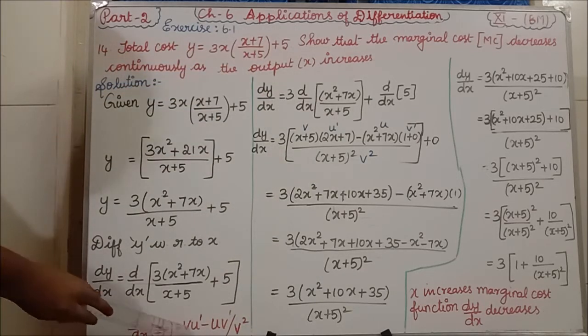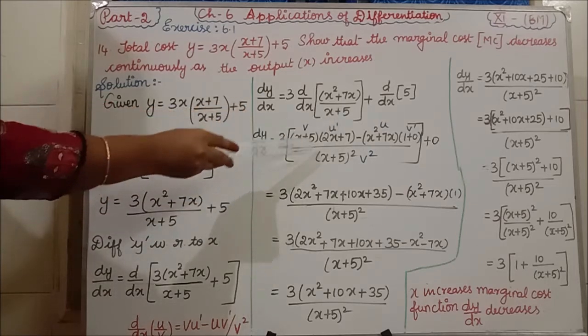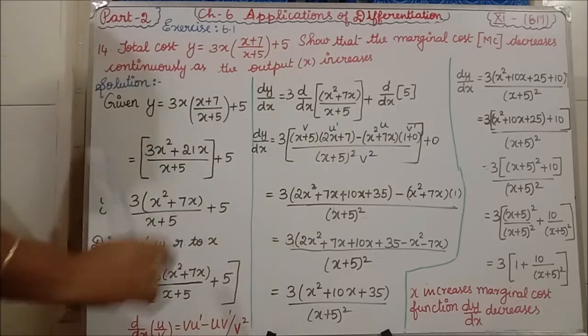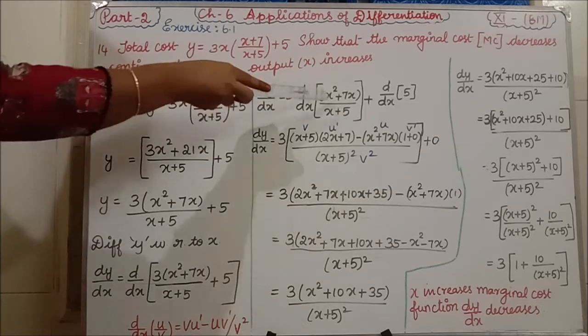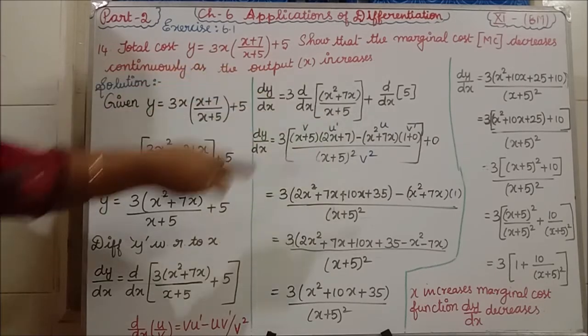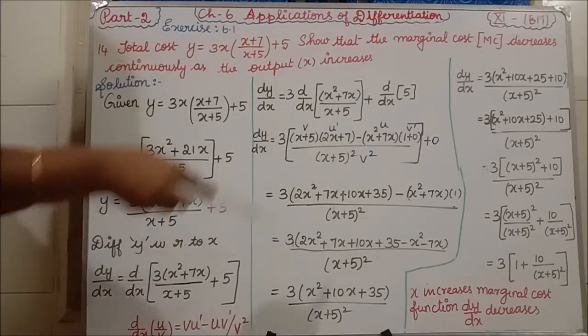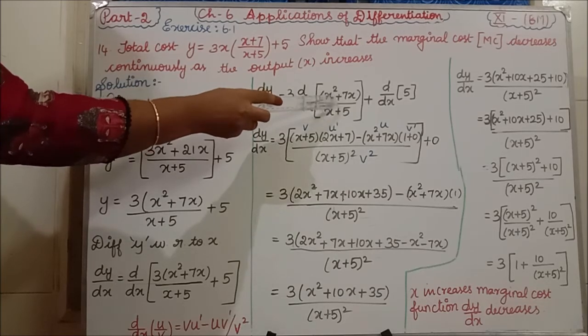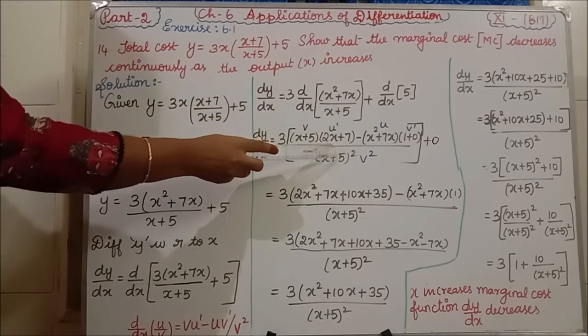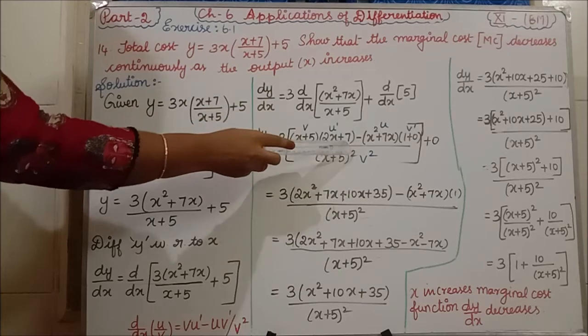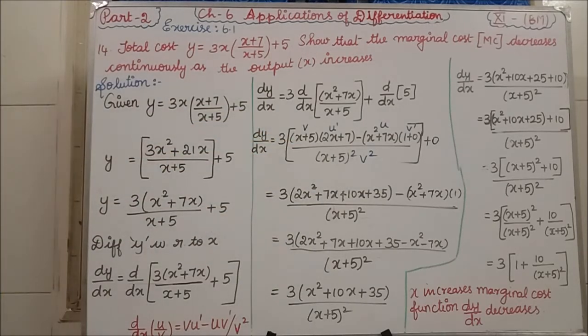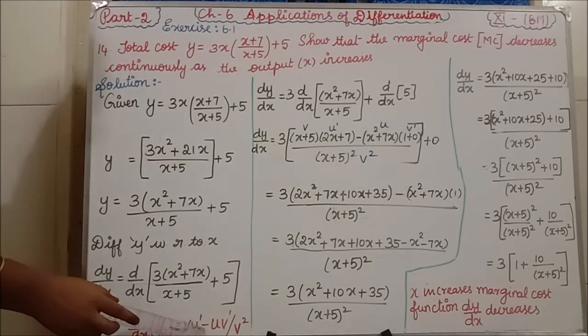See now, v u dash. So V means denominator, x plus 5, you keep as such. U dash means, this is U, this x square plus 7x you have to differentiate. So if you differentiate x square plus 7x, what will you get? X square, if you differentiate, 2x. 7x, if you differentiate, 7. Clear all of you? Then in the formula, minus.